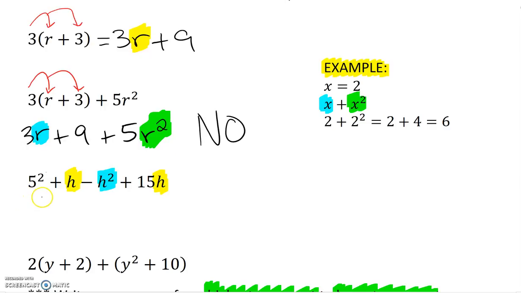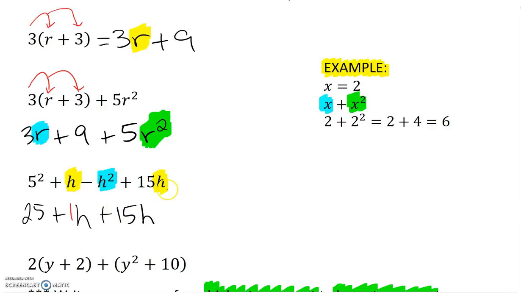Here we have 5 to the second power plus h minus h squared plus 15h. In this case, the first thing you always want to do is ask, can you simplify any of these? And the answer is yes. 5 to the second power can be simplified. Do we have a common variable? Well, in this case we do. We have h, and remember, this is really just like 1h, and we have 15h. And then we have our h squared.